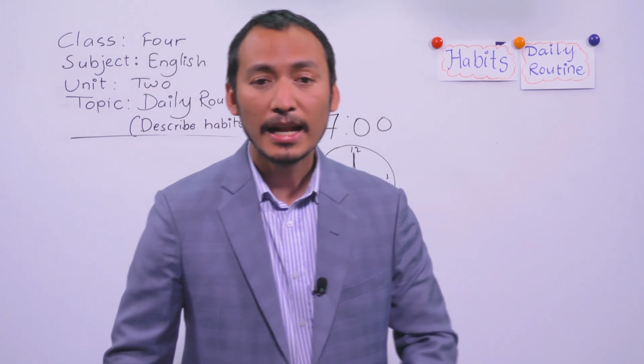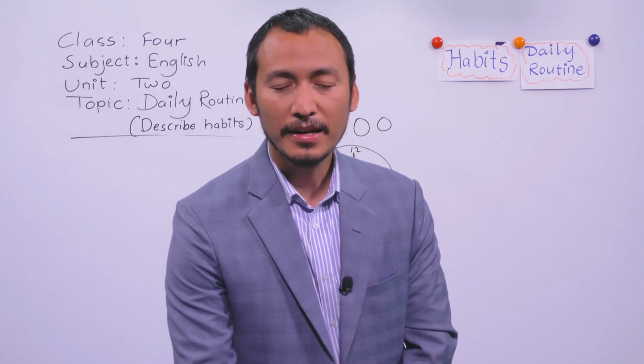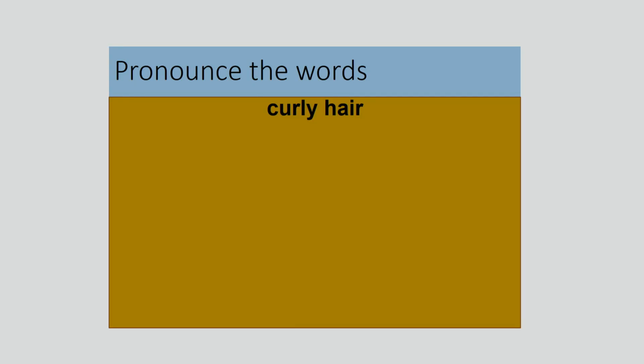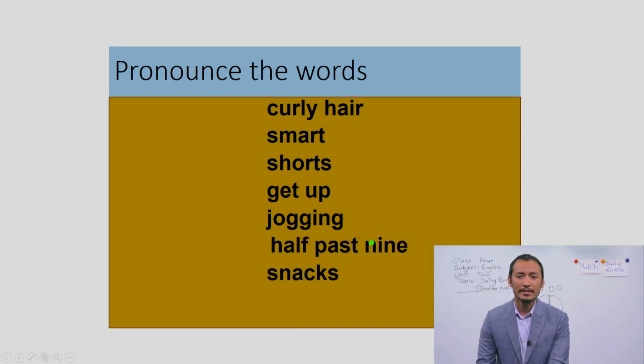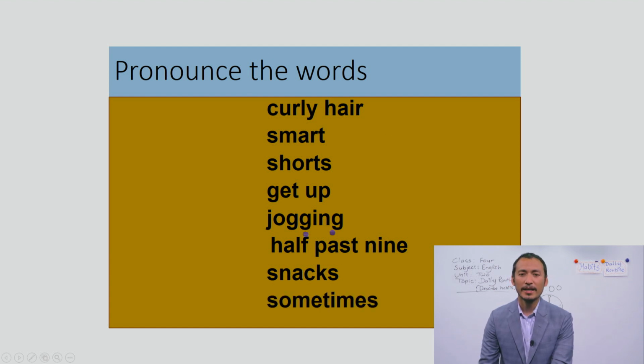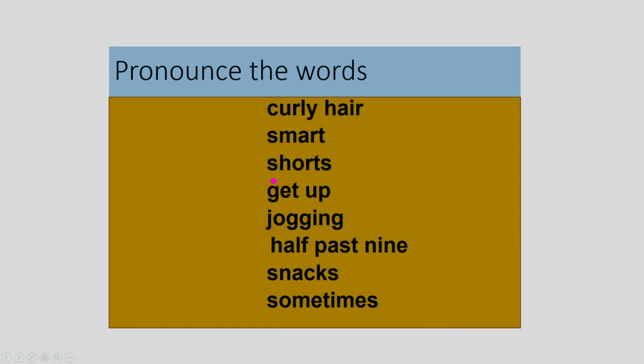Okay, let's see again. Can you pronounce this word? Curly hair. Right. Again. Smart. Okay. And source. Get up. Jogging. 9:30. Snacks. Sometimes. Okay, these are some examples of new words for you.